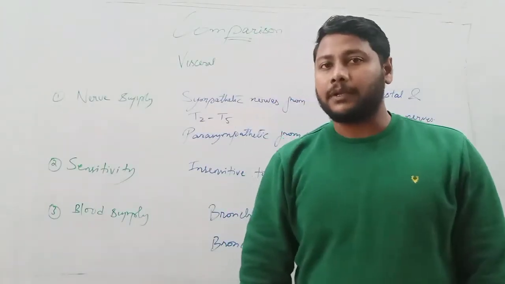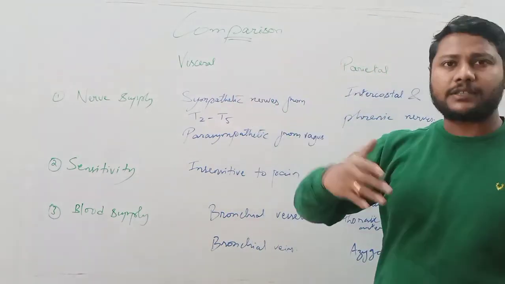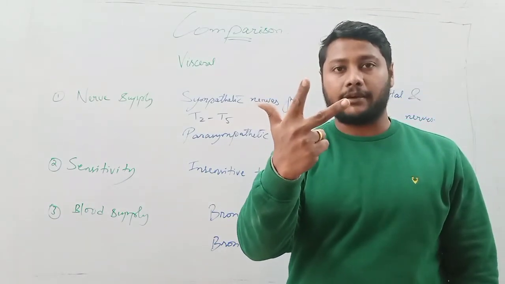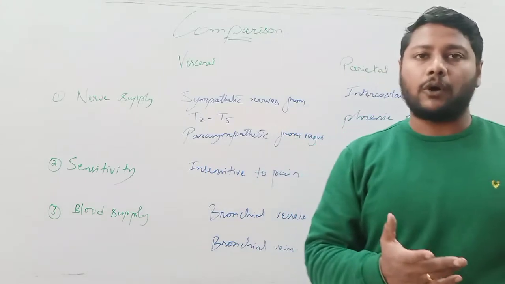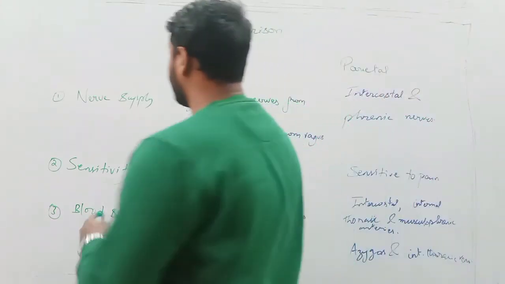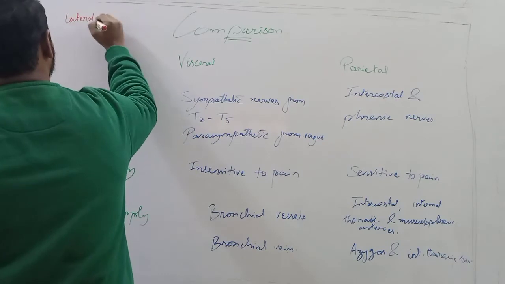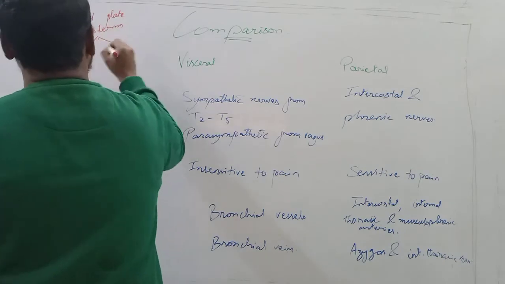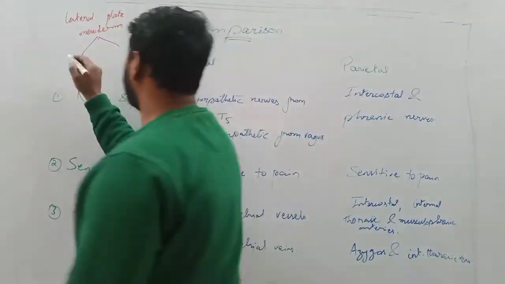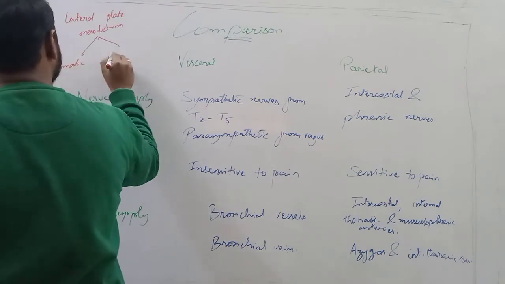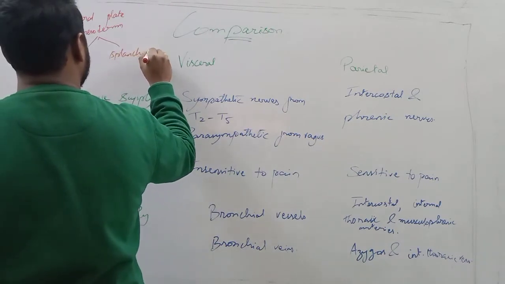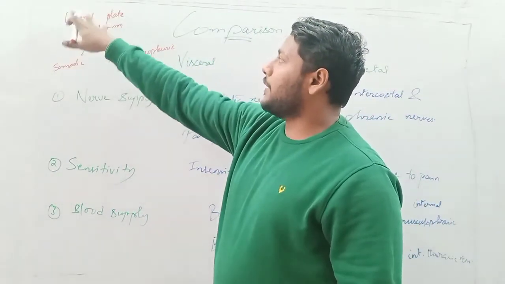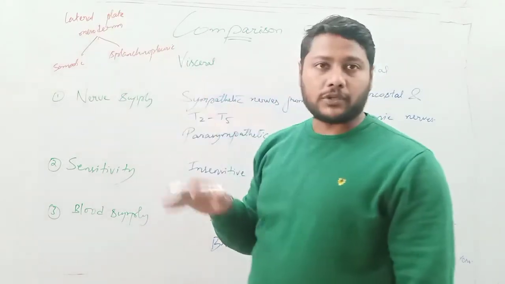Now, during embryonic development, we know that the pleura, the peritoneum and the pericardium, all these three structures, are derived from the lateral plate mesoderm. Alright? I'll write it over here. They are derived from the lateral plate mesoderm. Now this lateral plate mesoderm is divided into two parts, the somatic and the splanchnopleuric. We have a somatic part of the lateral plate mesoderm and a splanchnopleuric part of the lateral plate mesoderm.